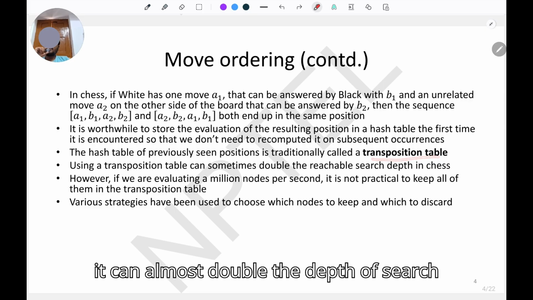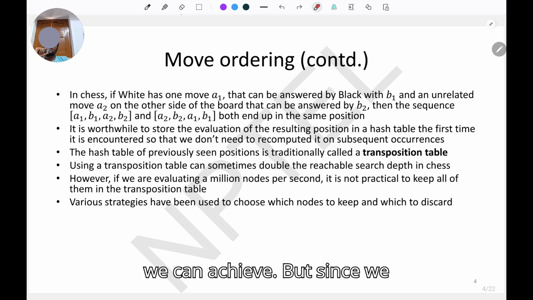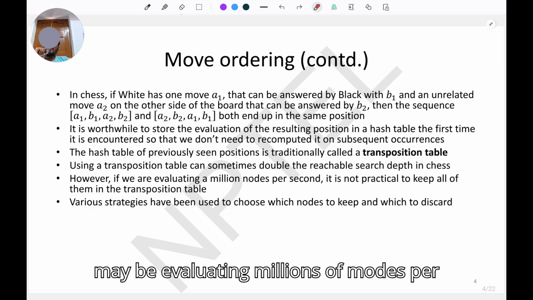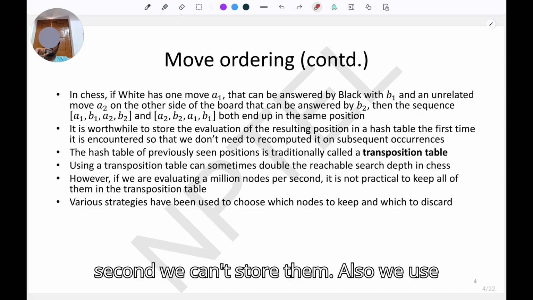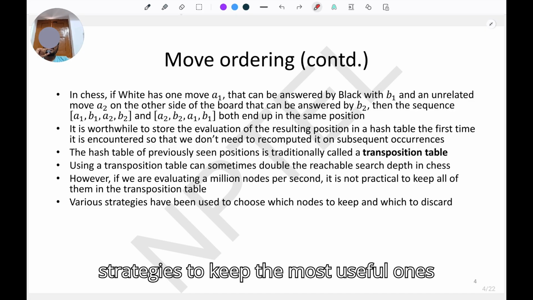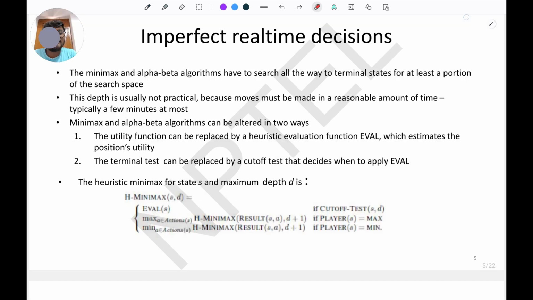It can almost double the depth of search we can achieve, but since we may be evaluating millions of moves per second, we can't store them all, so we use strategies to keep the most useful ones and discard the rest.